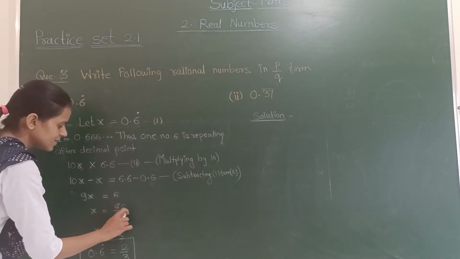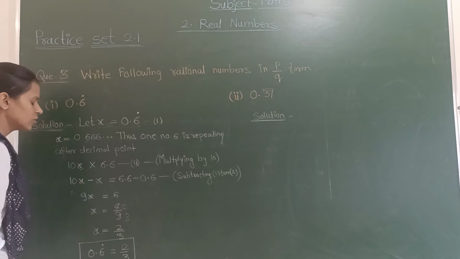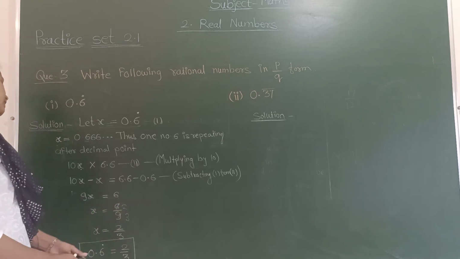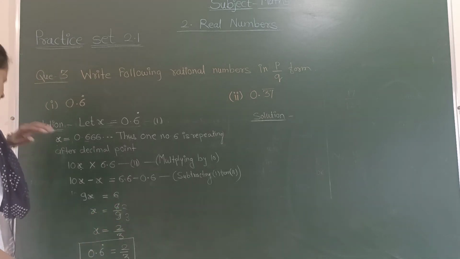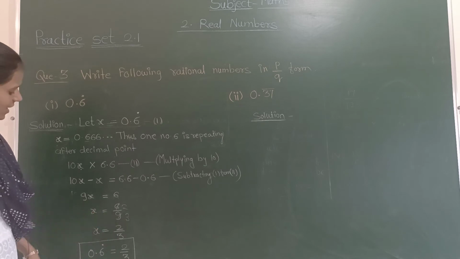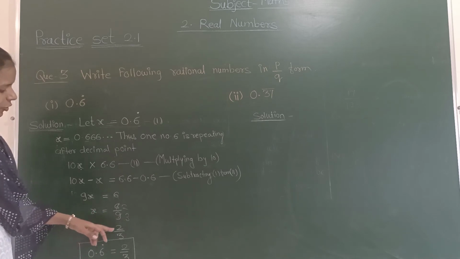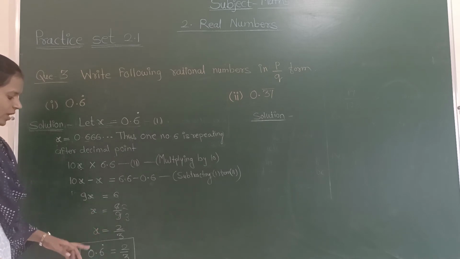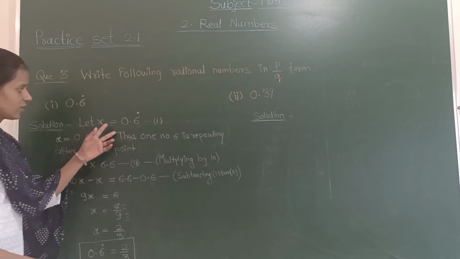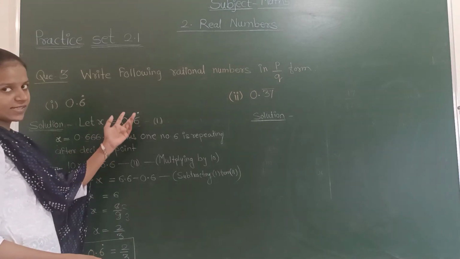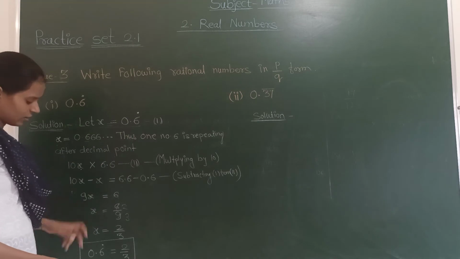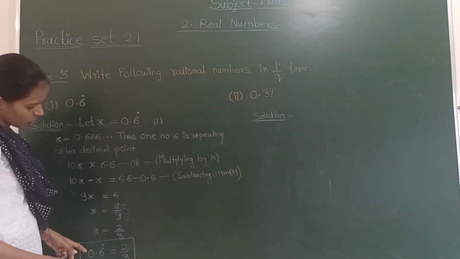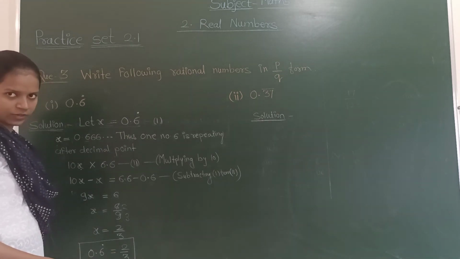2 3s are 6, and 3 3s are 9. Dividing by 3, therefore x will be 2 upon 3. So the value of x is 0.6 with the dot on top, and 0.6 recurring is equal to 2 upon 3.